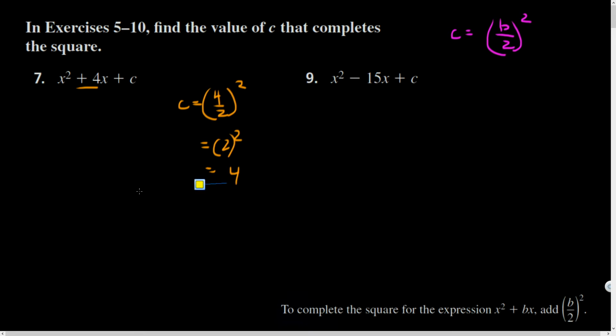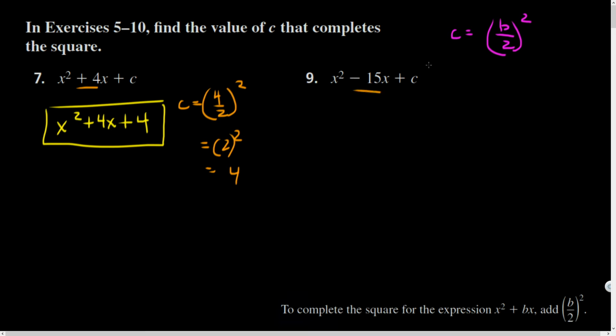So x squared plus 4x plus 4 is my perfect square trinomial. They didn't even ask us to factor that one. It was a little annoying when your b was odd, just because dividing an odd number by 2 will create a fraction, but it's not terrible.